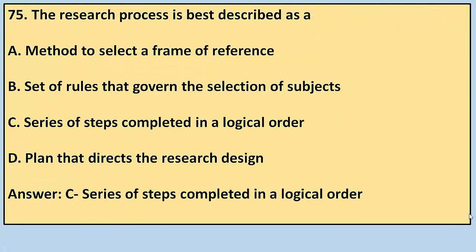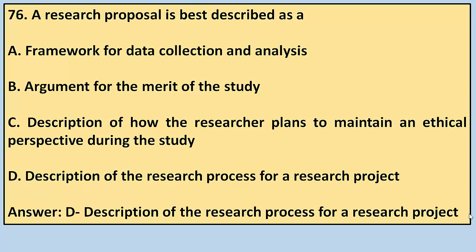The research process is best described as A. A method to select a frame of reference. B. Set of rules that govern the selection of subjects. C. Series of steps completed in a logical order. D. Plan that directs the research design. Answer is C. Series of steps completed in a logical order.